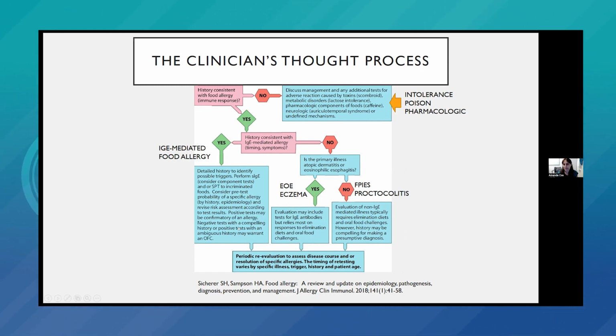And with all of our patients, at least with IgE-mediated food allergy, FPIES, proctocolitis, and to some extent these types of mixed conditions, we want to keep following our patients and reevaluate to see if the disease or the allergy or adverse reaction may have resolved. So this is something that we pretty commonly see our patients for every year. This just gives you an idea of what we're thinking when we see a patient who says, I have a food allergy.